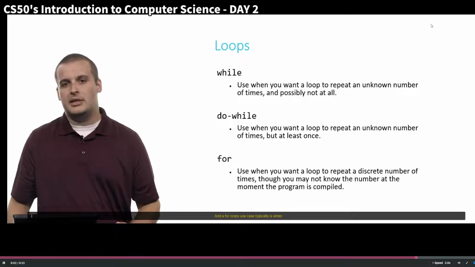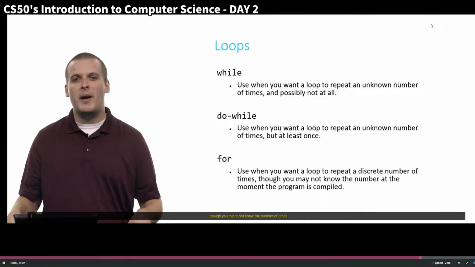And a for loop's use case typically is when you want to repeat a loop a discrete number of times, though you might not know the number of times at the moment the program is compiled. So for example, maybe you have a program where you prompt the user for a number, say, and they enter 100. And maybe your for loop will then in that case run 100 times. Or maybe they enter 1,000, and your program would then run the loop 1,000 times. It's a specific number of times, but you don't necessarily know what that number is the moment the program is compiled. It's not like a while loop where it could be infinite. It's rather a number that you just don't know.